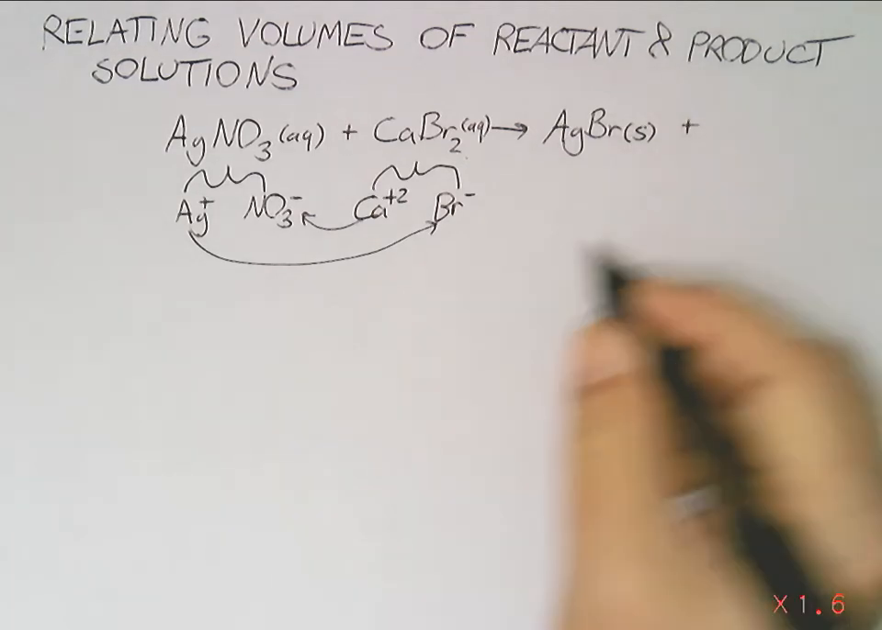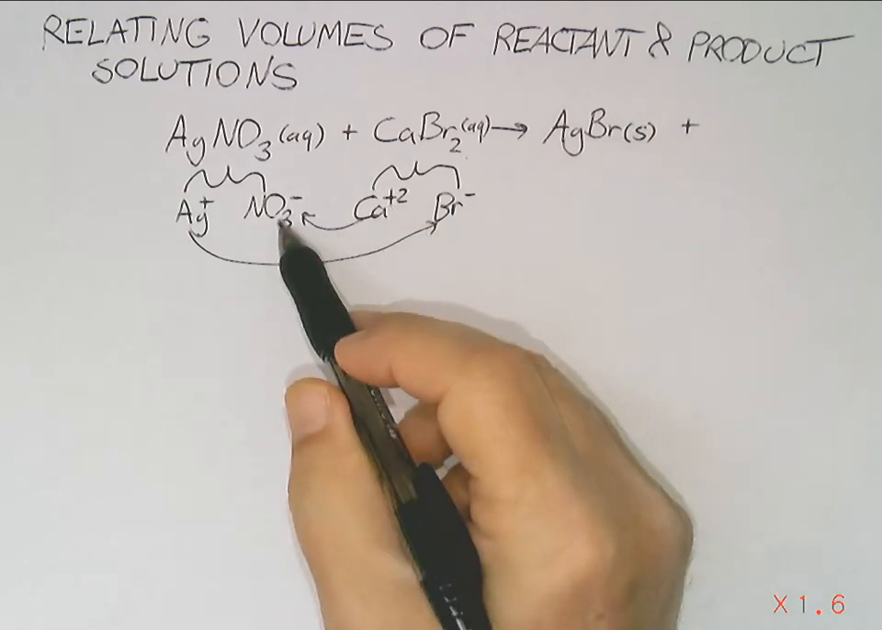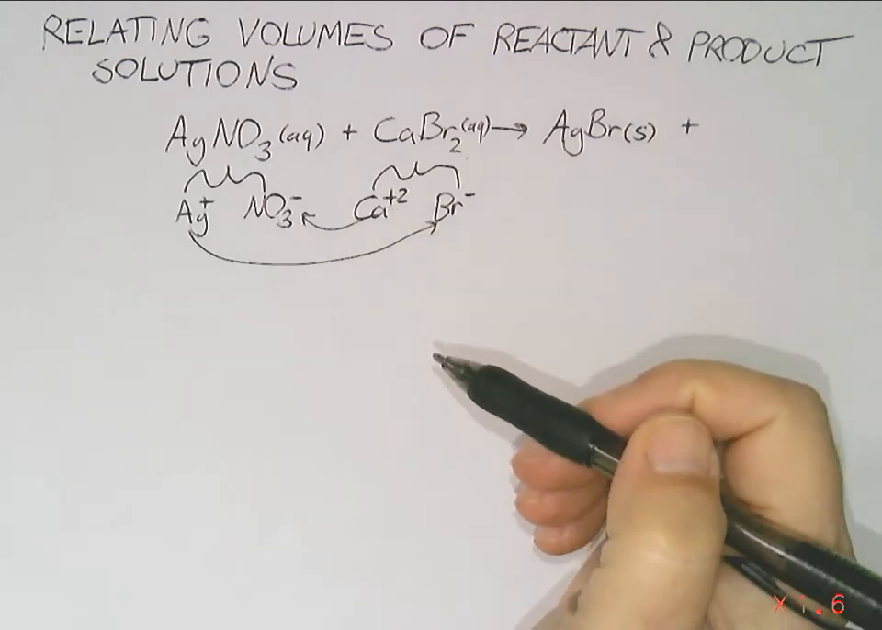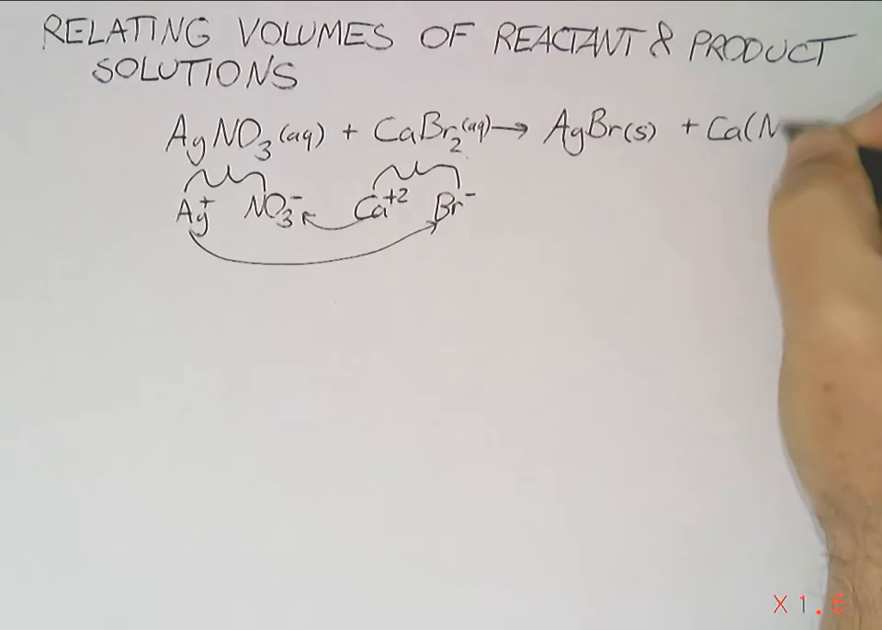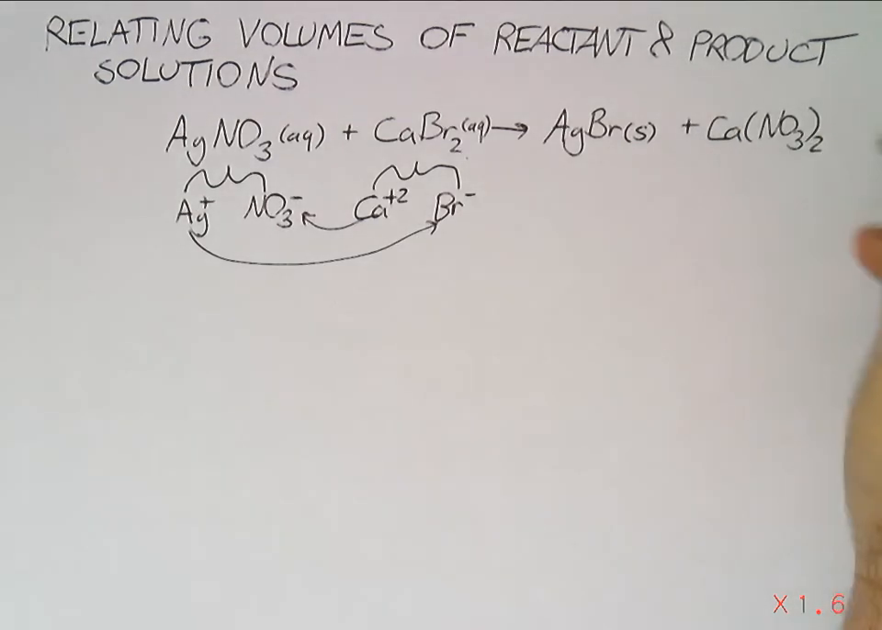And then what's my other product? Calcium has a +2 charge and nitrate has a -1. So I'm going to form this as a product. And if I go and look up the solubilities, the guidelines tell me the nitrates are soluble. So there's my unbalanced equation.